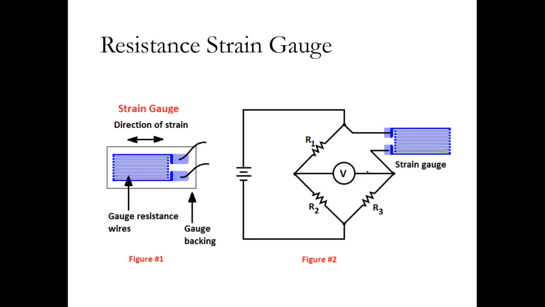This is how it looks. You have gauge resistance wires, you have a gauge backing on which they are put, then you have the direction of strain. Accordingly, you have change in the resistance that is put up here in the Wheatstone bridge. And accordingly, you correspond the change in resistance to the amount of strain that is actually occurring on the member.